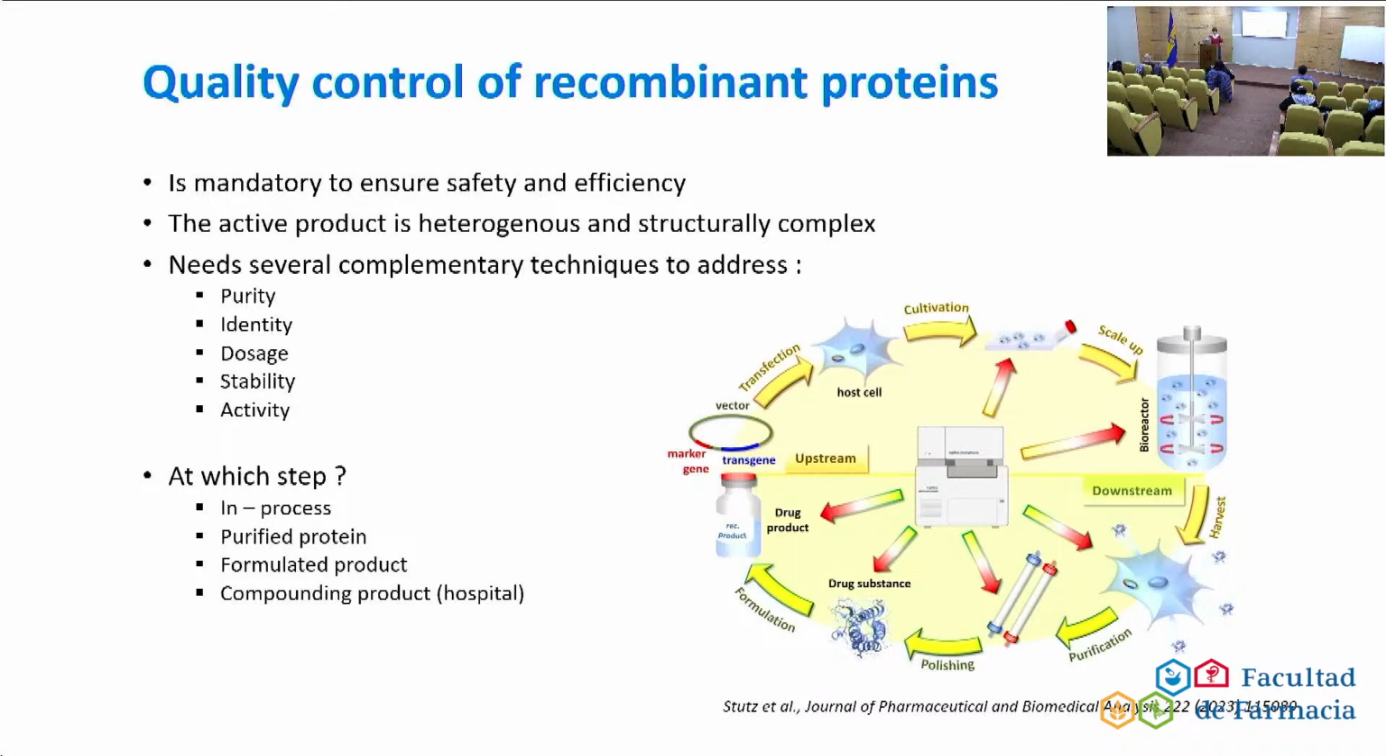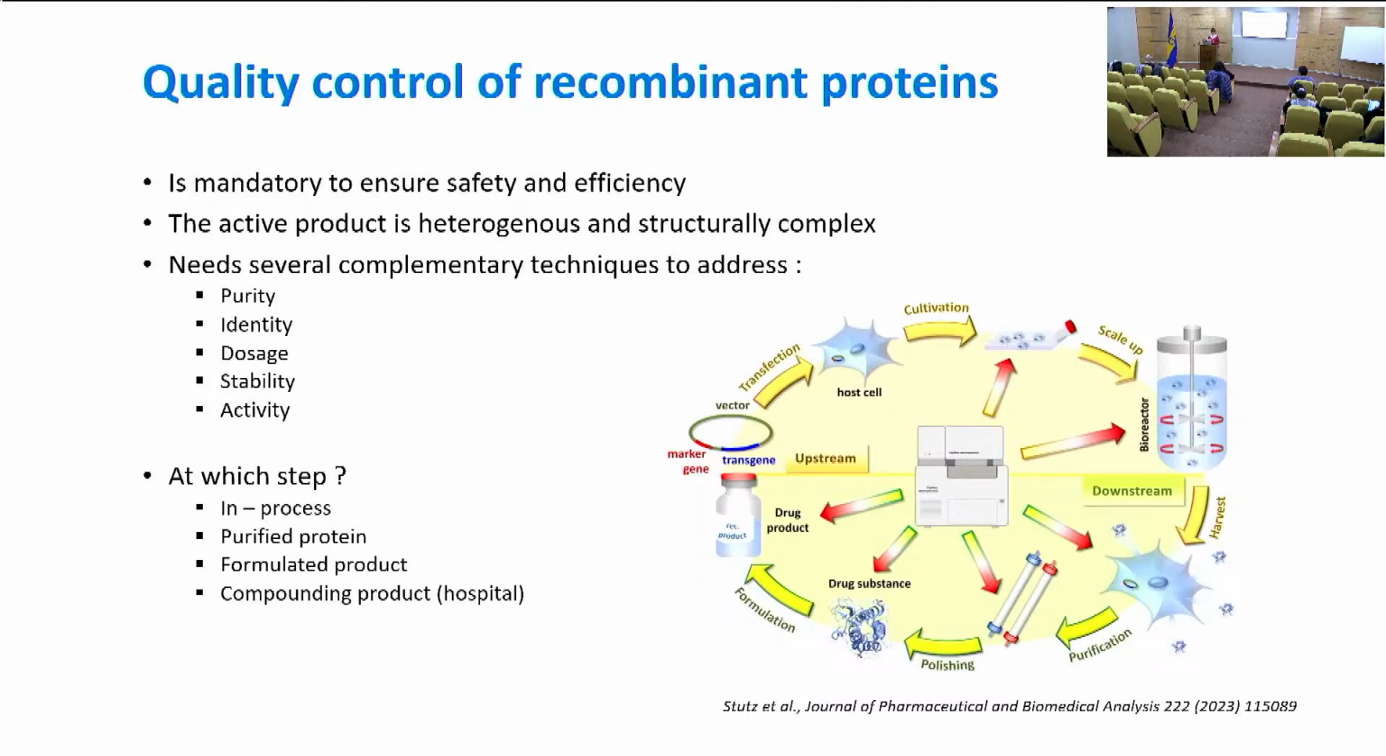They are mandatory to ensure safety and efficacy, especially in the case of biologics, such as a recombinant protein or a monoclonal antibody, for instance. The active product is heterogeneous, structurally complex, and sometimes prone to degrade easily. So, to address this problem, orthogonal methods and orthogonal tests have to be performed. The main thing in terms of quality control is to ensure the purity of the compound and also its identity.